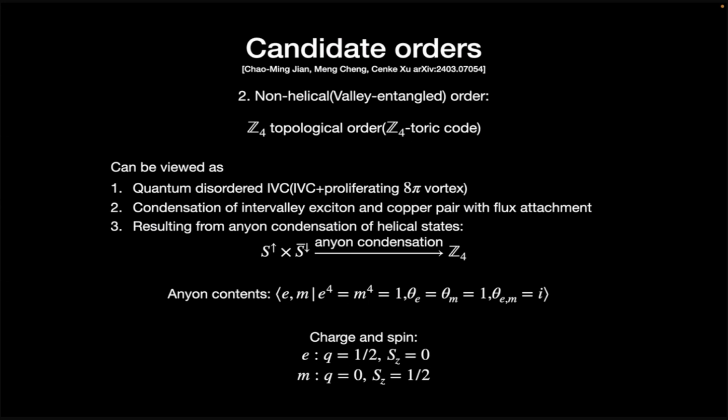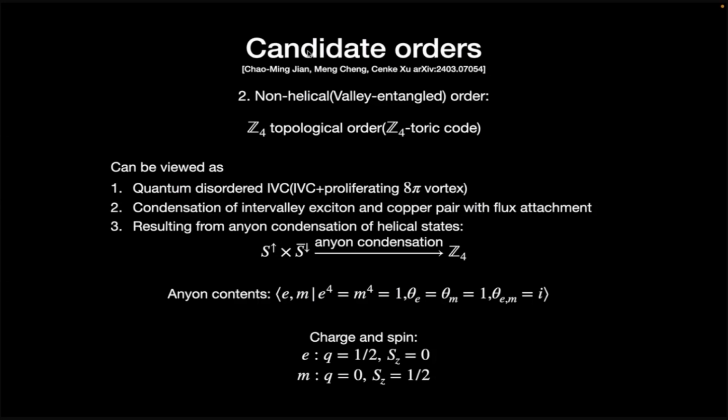You can also achieve the Z4 order by condensing intervalley exciton and a Cooper pair with certain flux attachment, as described in this work. And lastly, you can also view this Z4 order as resulting from anyon condensation of the helical states. That is, if you take any one of the helical states that I discussed earlier, and there is certain anyon condensation you can do in this helical order, which would result in this Z4 order.